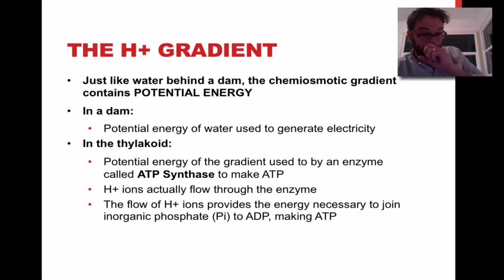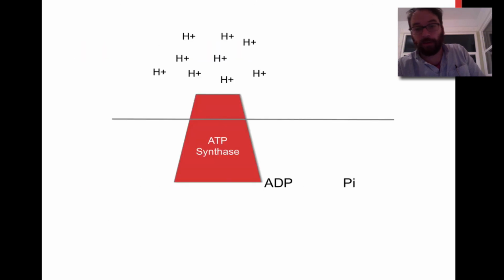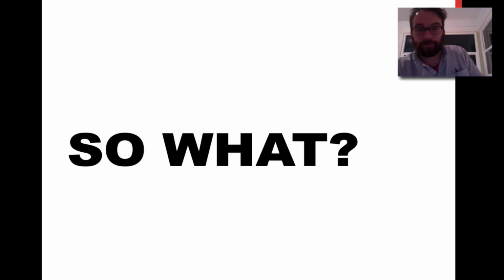So the sun's energy, light energy, has been transformed and transferred into an energy carrier. Now you have it in ATP. This is what it looks like visually. As you have hydrogen ions flowing through ATP synthase, you get enough energy to overcome the second law of thermodynamics, and you get ATP. So what?